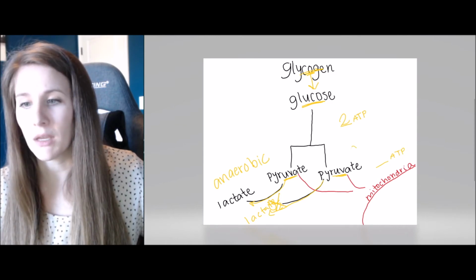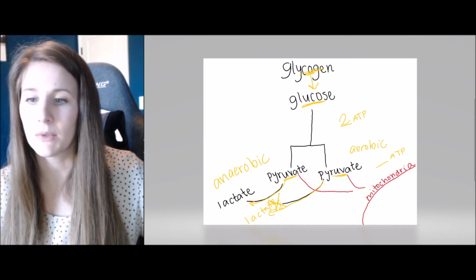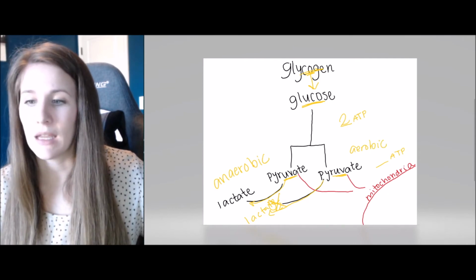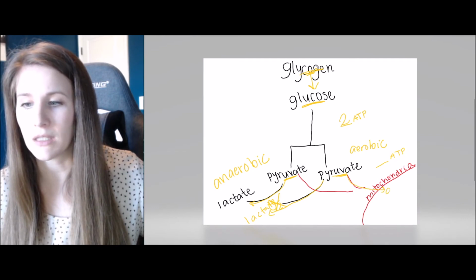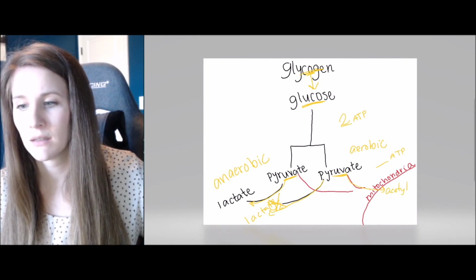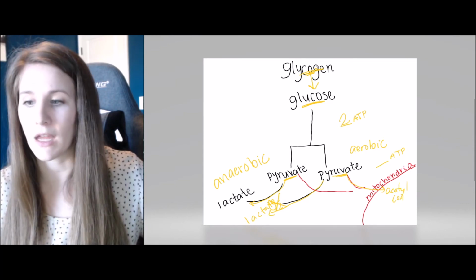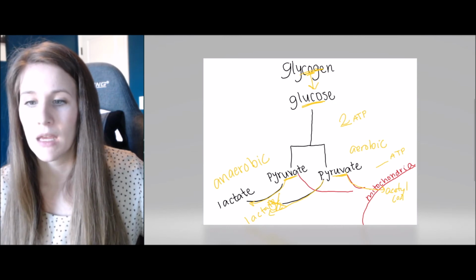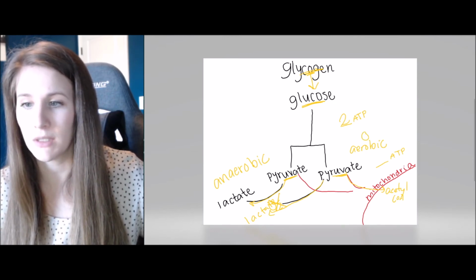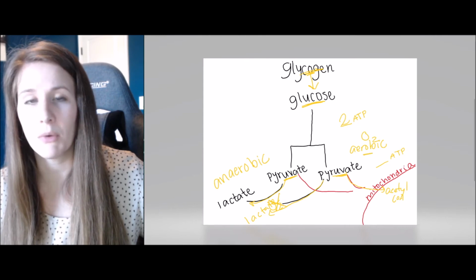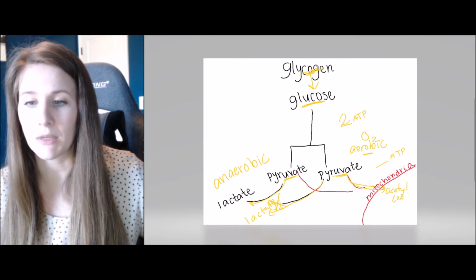Now with aerobic glycolysis, what's going to happen to pyruvate is it will go into the mitochondria and be converted into acetyl-CoA. This is the beginning of a Krebs cycle, and I'll have a separate video for that just to keep these short and simple. So again, if oxygen is present, O2 is there, it's going to be aerobic in nature, and pyruvate will enter the mitochondria and become acetyl-CoA.